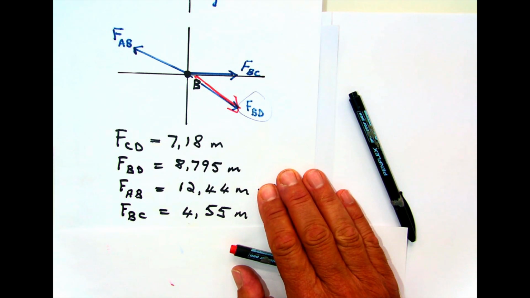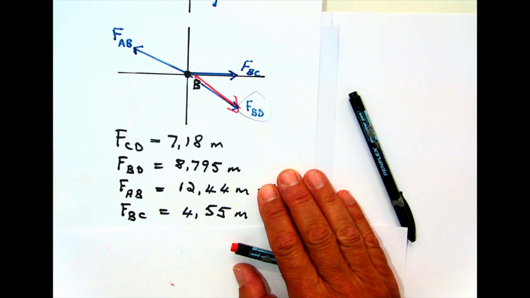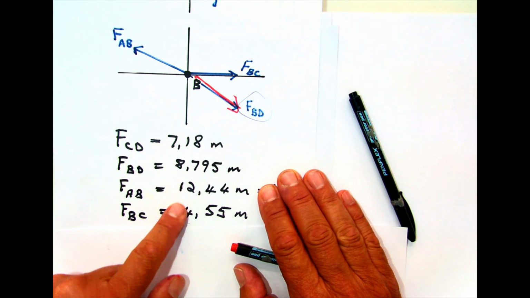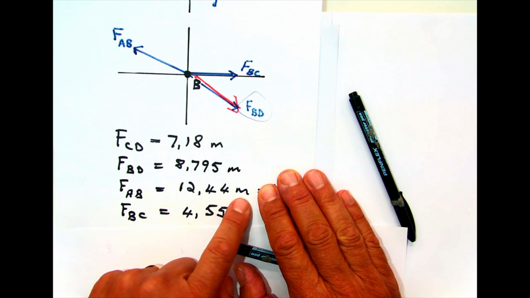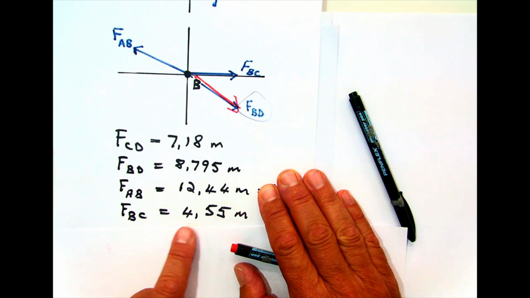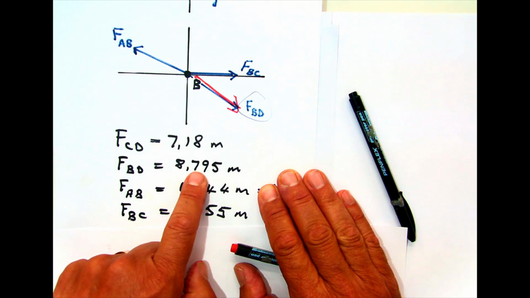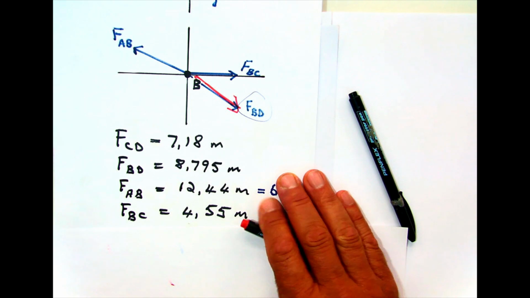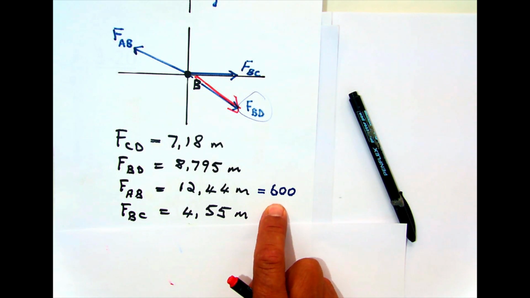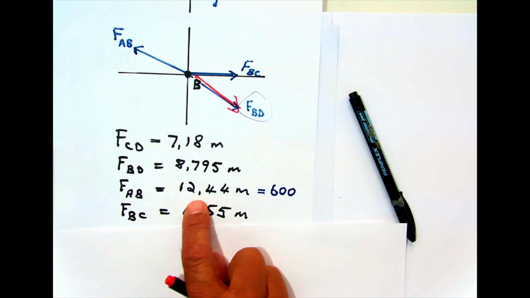Now, they say the maximum force should not exceed 600. Now, where's your maximum force? You can see the maximum force is in AB. It's 12 times the mass. This one is 4.5. That's 8,7. That's 7,1. The maximum is 600. So that means this one is 600. That's the largest force.